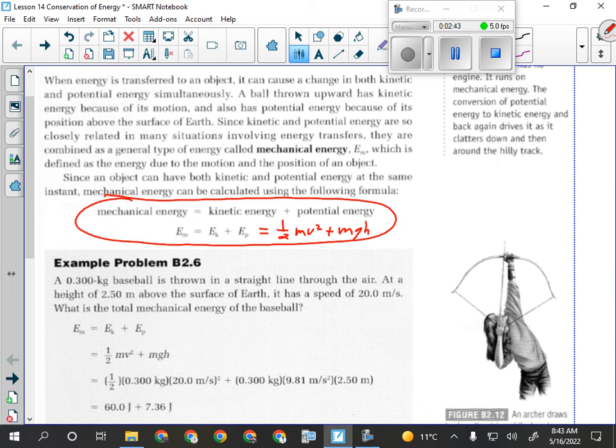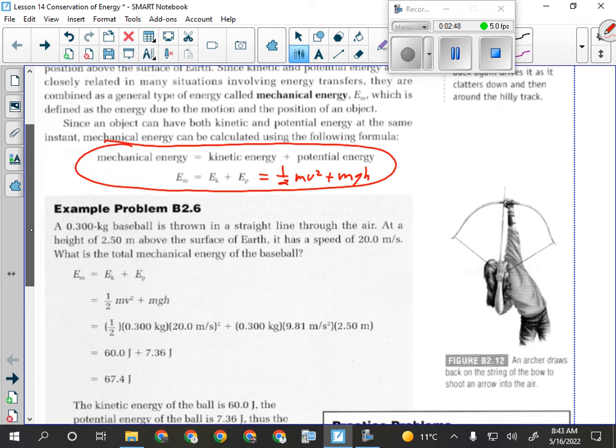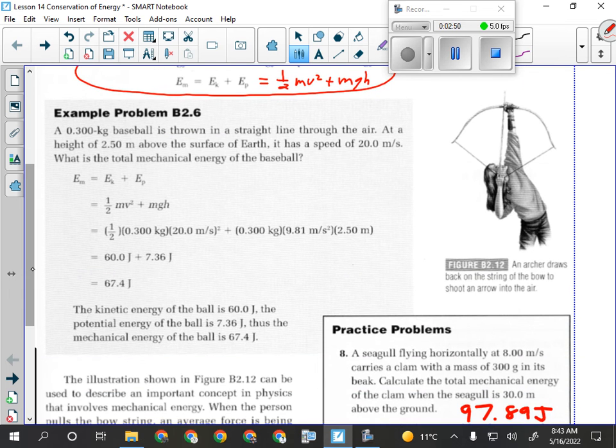Everybody with me there? So if I wanted to calculate that mechanical energy, I would simply fill in this formula. So we'd start out with EM equals EK plus EP, put in the formulas, 1/2 mv squared for EK, mgh for EP, and then plug in our numbers. So 1/2 times the mass times the speed squared plus the mass times gravity times height. And when we do that, we would get 67.4 joules of total mechanical energy.